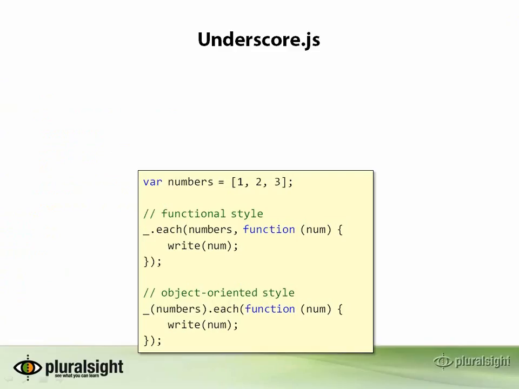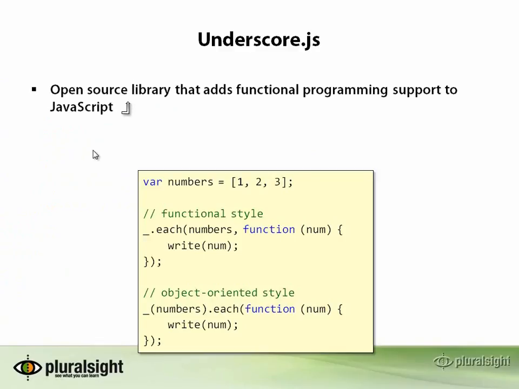I promised there would be additional libraries to help you get more done with JavaScript, and here's one, Underscore. Underscore is an open source library that brings functional programming support to JavaScript. It adds a lot of functions to arrays and also some functions for working with other functions and for working with objects.